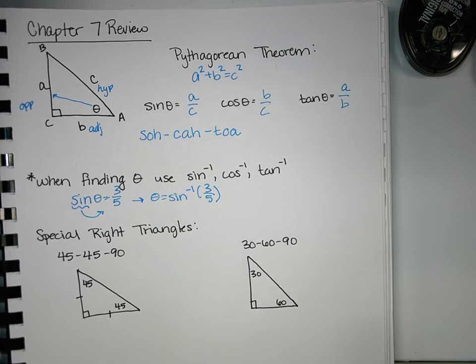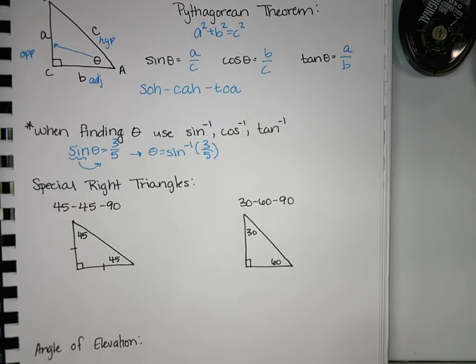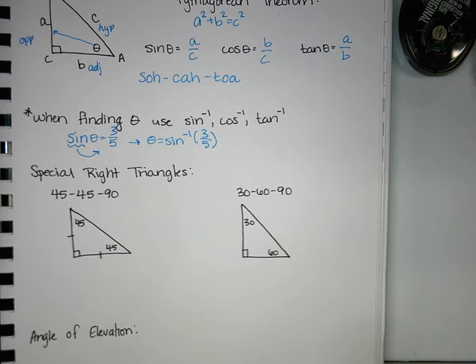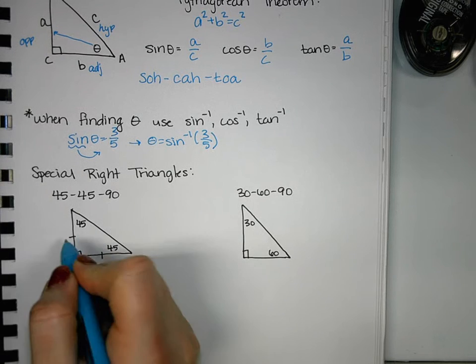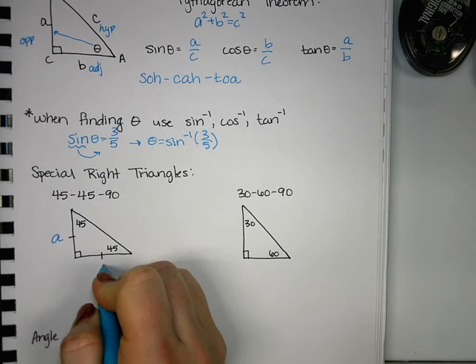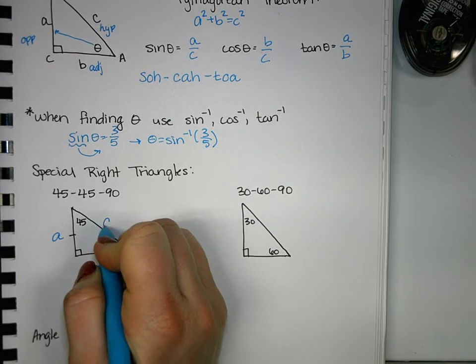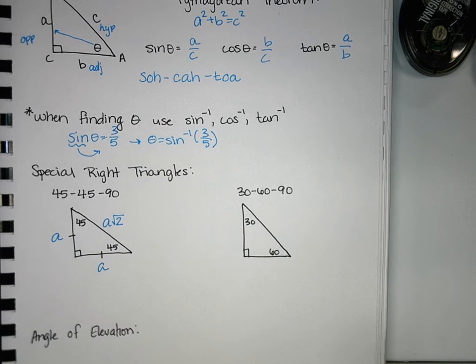Okay, we also did special right triangles in this unit. We had two of them: the 45, 45, 90 and the 30, 60, 90. What's the pattern for a 45, 45, 90? A and A for the legs, and the hypotenuse is A root 2.